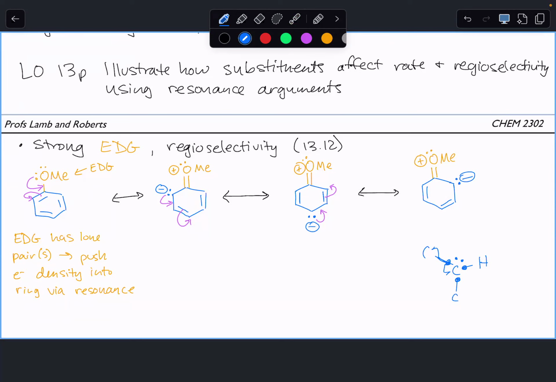Yes. You have to remember, when drawing Lewis structures, that we don't draw hydrogens if they're implied, but if it helps you, draw them every time. That's absolutely no problem. It's a good strategy. Yep, good question. Okay, are we cool with resonance structures? Yes.